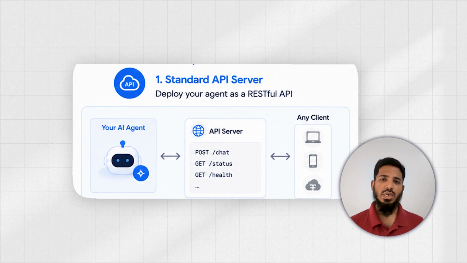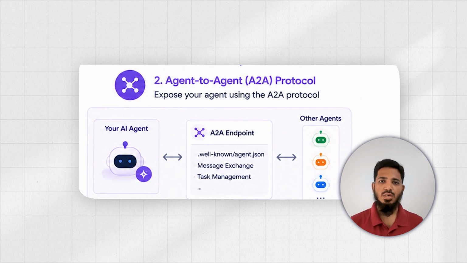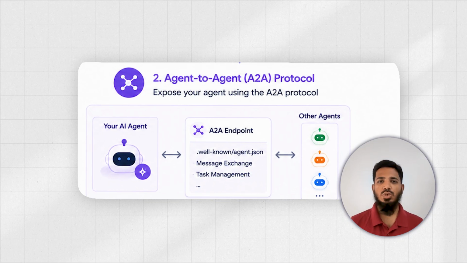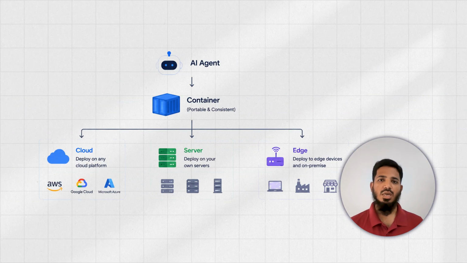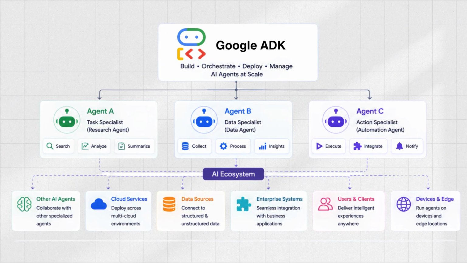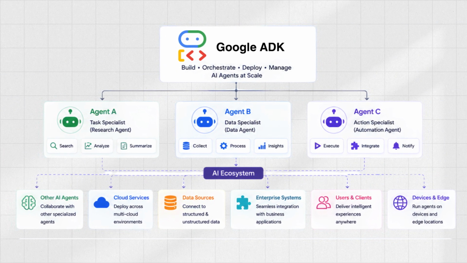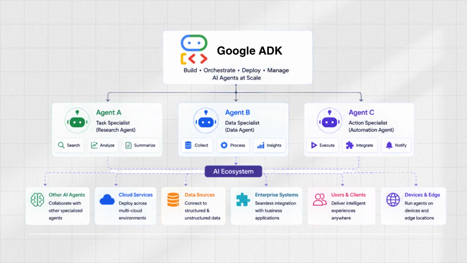We can deploy an AI agent just as a standard API server, or we can expose it using A2A, or agent-to-agent protocol, with just one single command. And then we can containerize it and deploy it anywhere. This makes Google ADK suitable not just for one single AI assistant, but the entire distributed AI ecosystem.